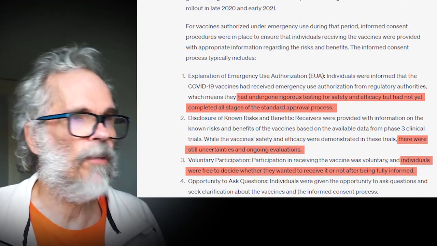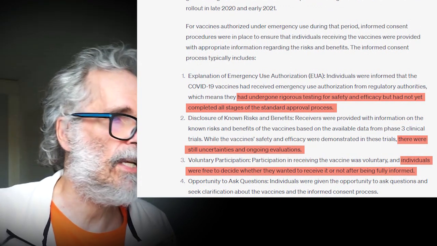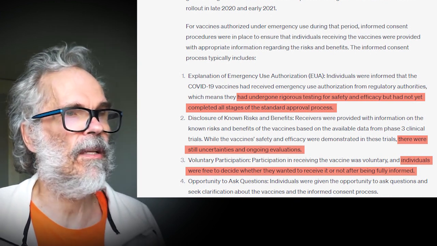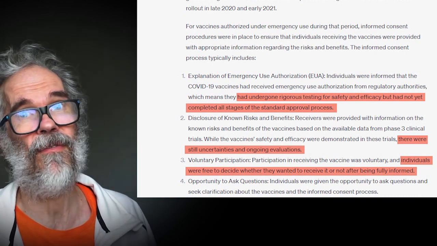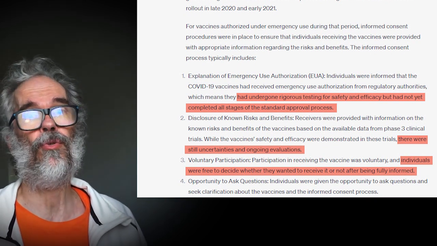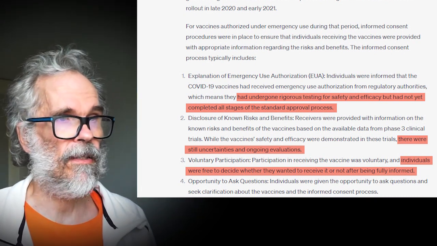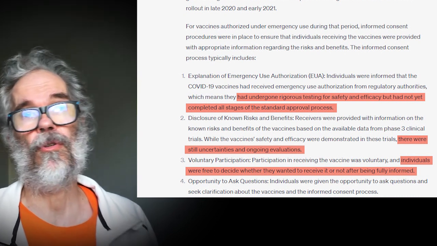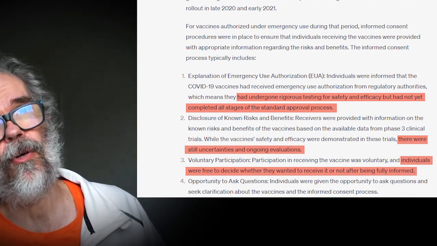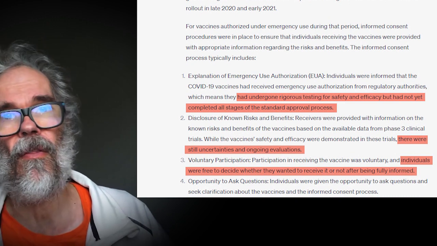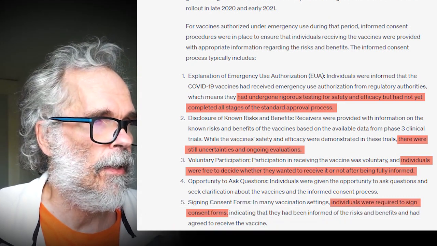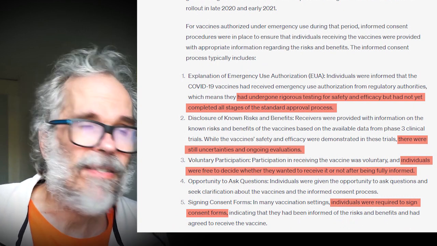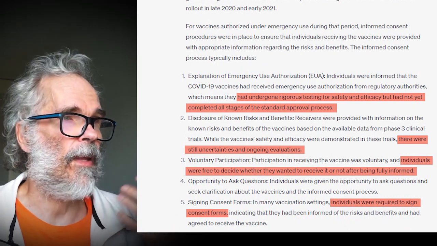Individuals were given the opportunity to ask questions and seek clarification about the vaccines and the informed consent process. Again, I don't know if they really were able to provide sufficient time for people to ask questions when the next person and hundreds and thousands of people were queuing in the line. And even signing consent forms.